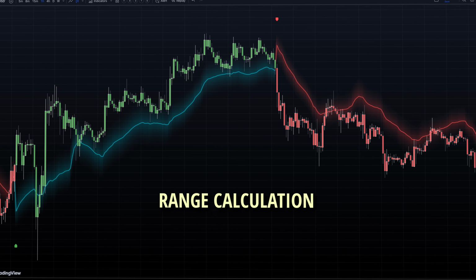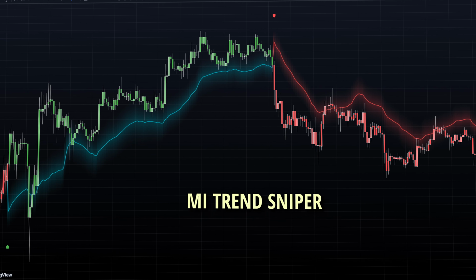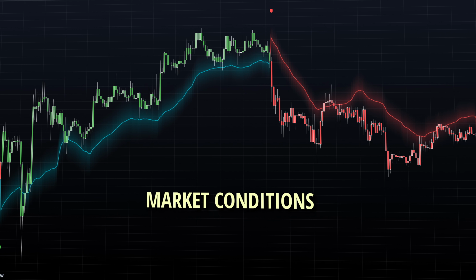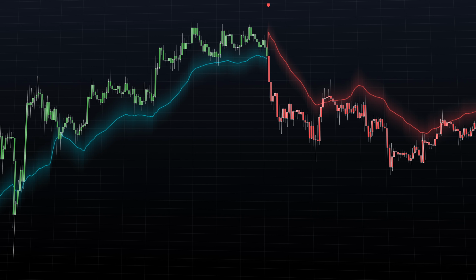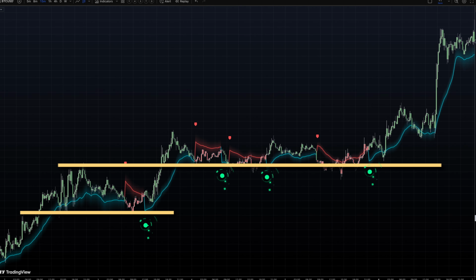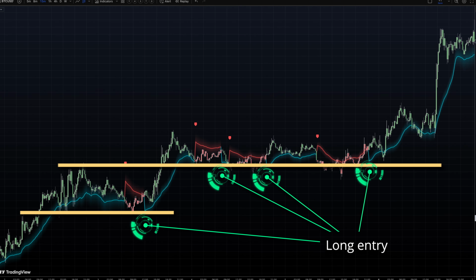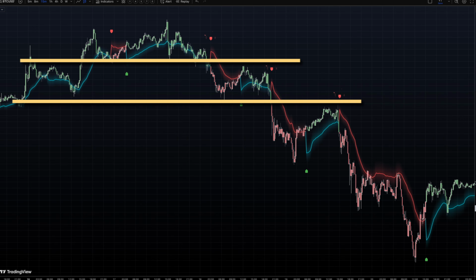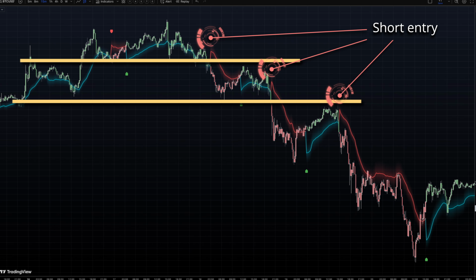With its dynamic range calculation, the RMI Trend Sniper adapts to different market conditions, filtering out noise and highlighting significant trend changes. For best results, combine with major support resistance levels. Enter longs when price breaks resistance and RMI confirms on retest. Enter shorts when price breaks support and RMI confirms during retest of the broken level.